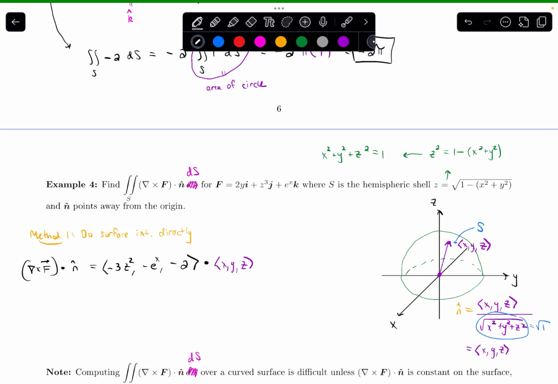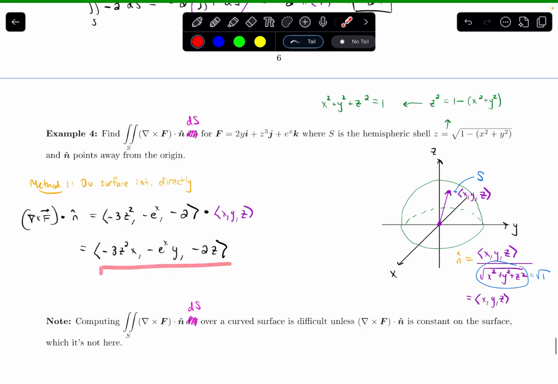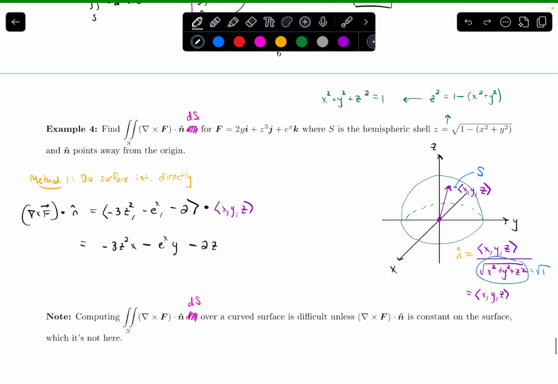So now if I take the dot product, I'll get negative 3z squared times x, comma, negative e to the x times y, comma, negative 2 times z. All right, so this is not the nicest looking result of the dot product. Oh, and I realized I made one mistake, which is when I do a dot product, it shouldn't be a vector. I should be adding these things. So when I add these things, it would have given me minus here and then minus here, because it's plus a negative, which becomes a minus. So that's my dot product.